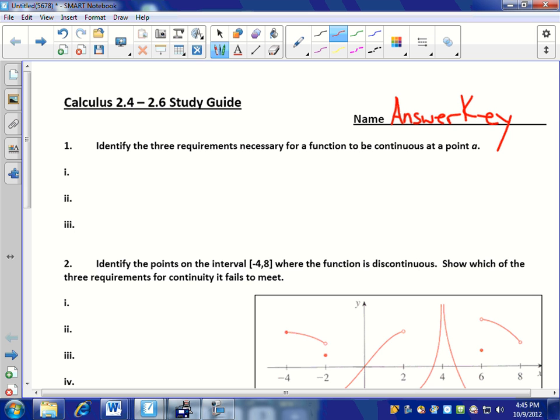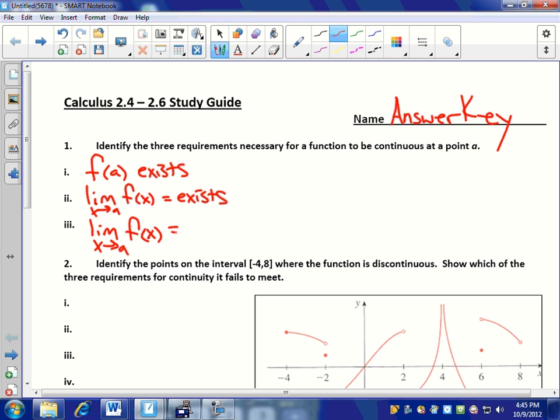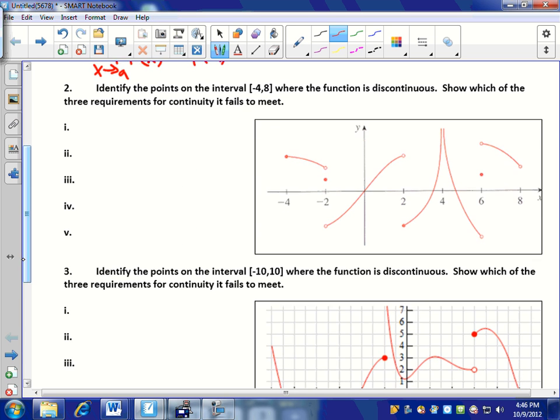So there's 3 requirements for a function to be continuous at point A. It starts out, you have to be defined. So if you plug in A to the function, it must exist. You must come up with a value. Second of all, the limit as x approaches A of the function also exists. And third of all, the limit as x approaches A of the function must equal the function defined at that value A. So those are the 3 requirements. Those are things that you have to commit to memory and then be able to perform on the test.